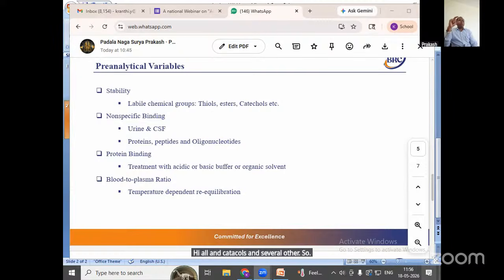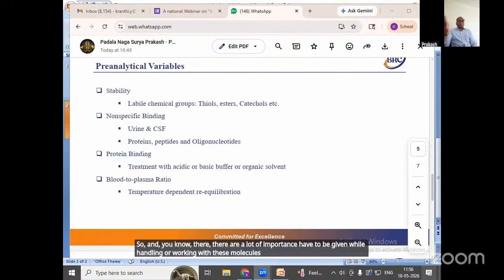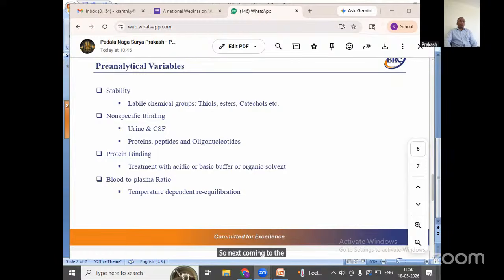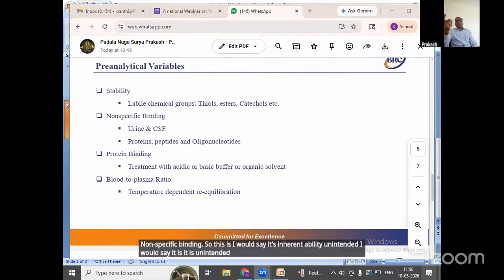These are some of the functional groups or chemical groups which are prone to degradation, so a lot of importance has to be given while handling or working with these molecules. Next, coming to the NSB. What is this NSB? Non-specific binding. I would say it is an unintended intrinsic property of the molecule to adsorb or bind to the surface of the container. That could be either glass or polypropylene plastic.